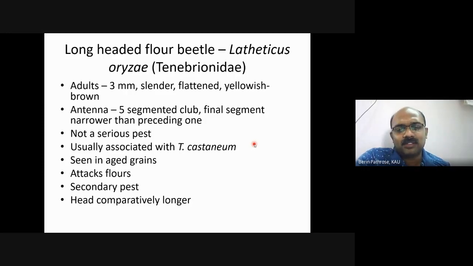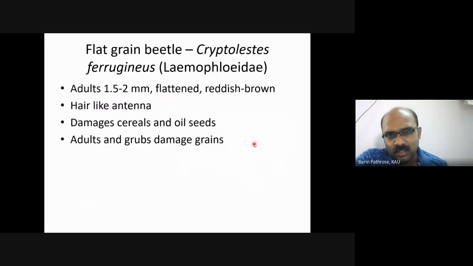It's a secondary pest, an external feeder, mainly seen in very old grains, and it attacks mainly processed food such as flours. Just have a knowledge of Latheticus, it's not that important. So that's with respect to the long-headed flour beetle.